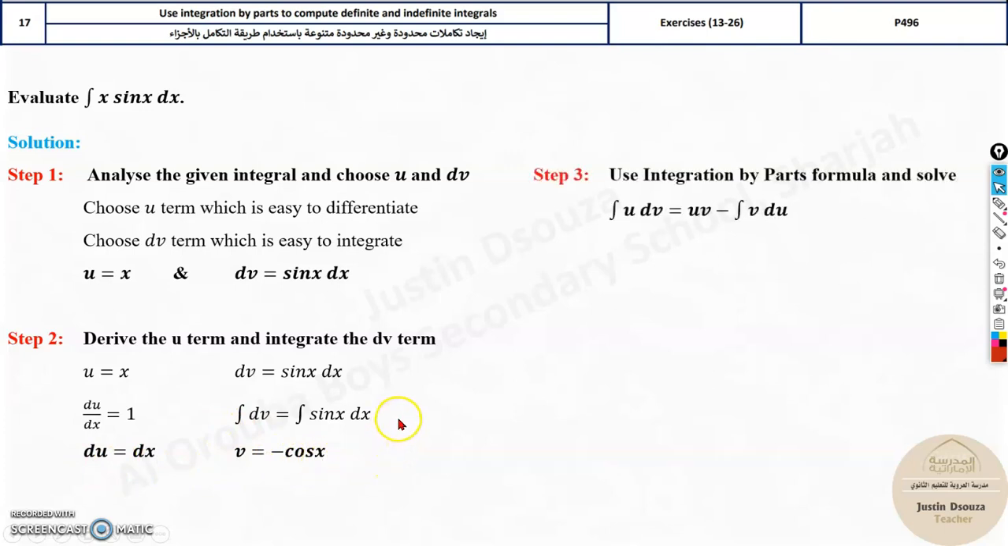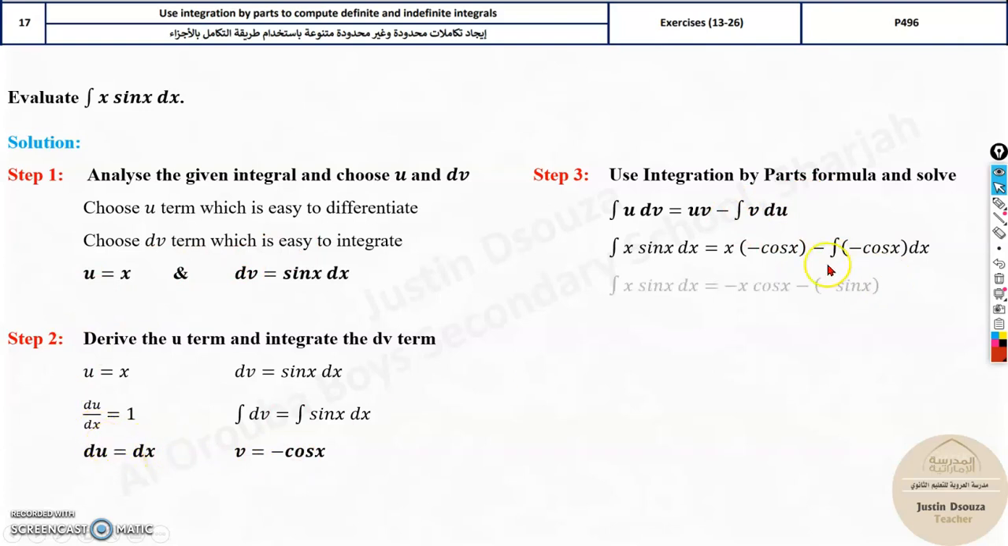And now use the formula of integration. Integral of u dv, we have chosen u as x and dv as sin x dx. We can substitute over here. So in the question, basically, u dv is the question itself, equals u. What is the u value? x. What is the v value? Negative cos x, minus the integral of v. What is the v value? Minus cos x again. du is dx.